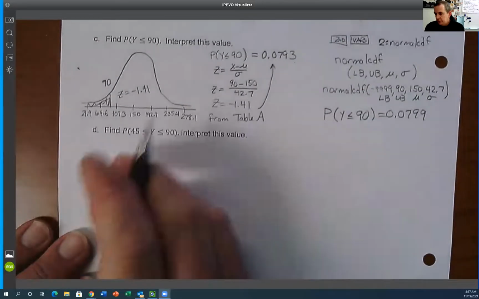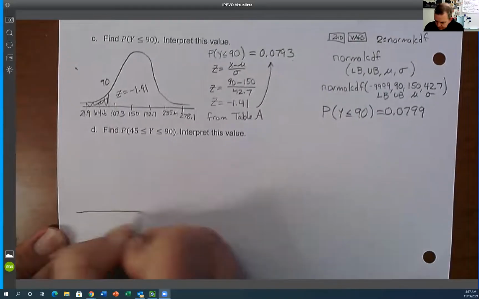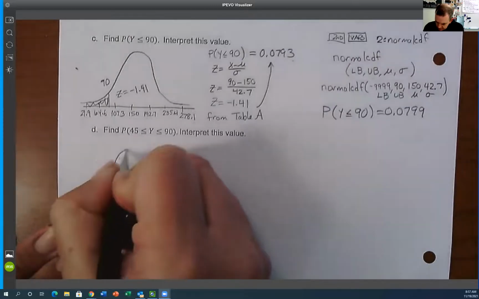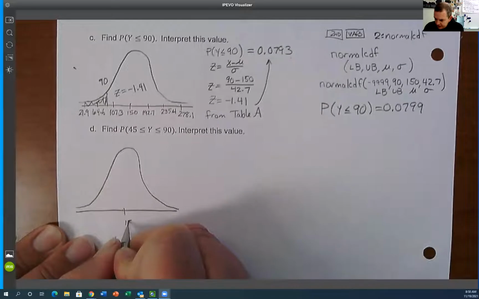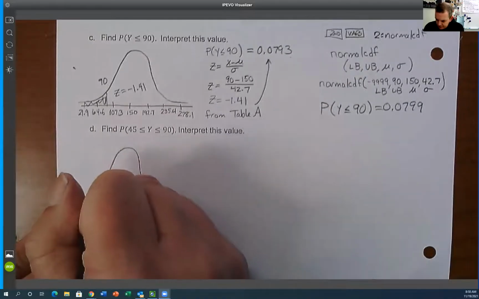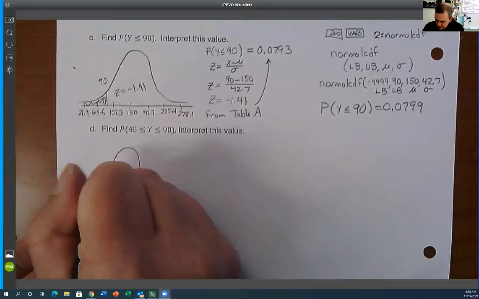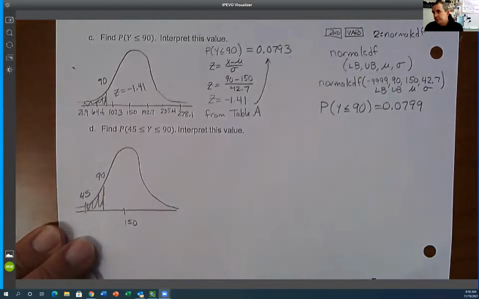So let's go ahead and do this one. Again, let me just quickly sketch the picture. So here's our picture. And I'm going to use this as a reference. So this is 150. What's the probability we're between 45 and 90? So 45 is probably right about here. 90 is right there. We're trying to find an area in between.